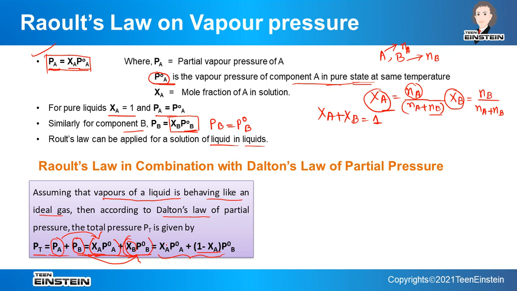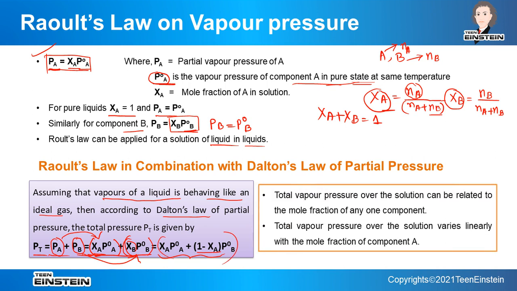So finally we are getting this type of expression for the total vapor pressure over the solution. In this way we can relate it to the mole fraction of any one component. Here we have chosen A, but we can also do it similarly for B. So only one component means either A or B.